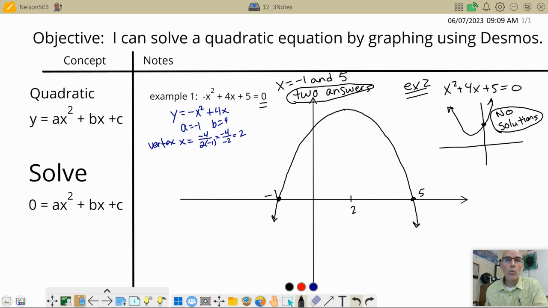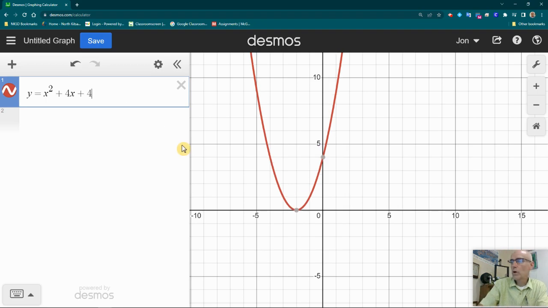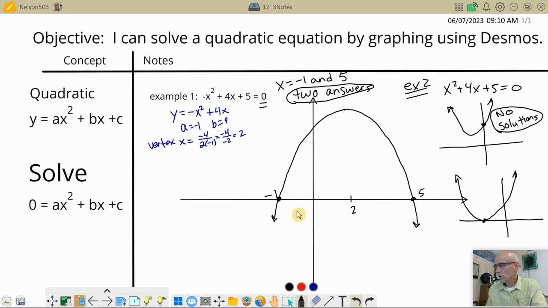Is it possible to have one solution? What I'm asking is, do you think it's possible to have a parabola that would just touch the x-axis in one spot? Well, sure, let's try to make that happen. If I reduce my 5 down to a 4, look at that. If the equation was x squared plus 4x plus 4, now I only have one place where it hits the x-axis. So you could have one solution. Add that to your notes right now.